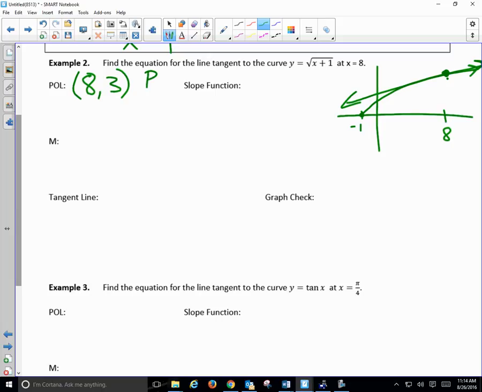I'm going to need another point. I'm going to call it Q. Go get some brain food and come back, and we'll get into that.